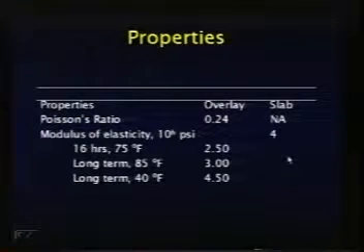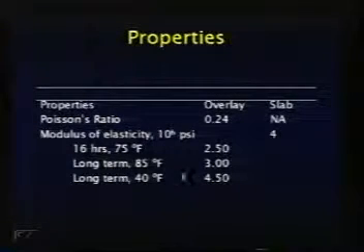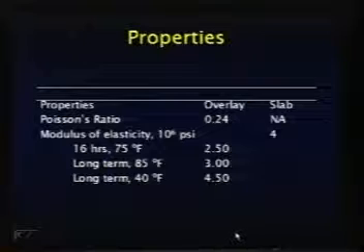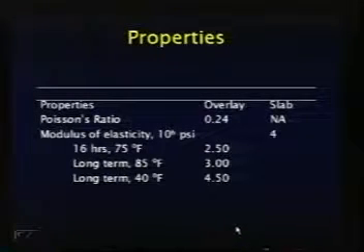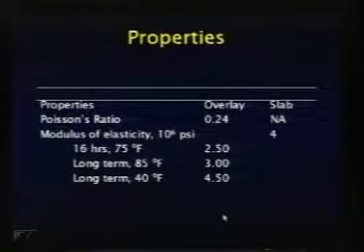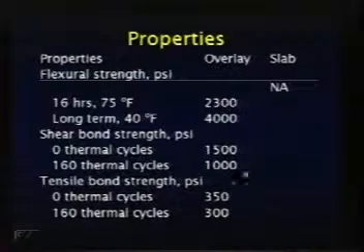I was blank. The other properties, and again, these are from some test results: Poisson's ratio about 0.24. Modulus of elasticity, again for the polymer concrete, varies with time and also with temperature. So we assumed about 2.50 million at 75 degrees after 16 hours. At 85 degrees, about 3 million, and 4.5 million at 40 degrees. Now this is a high value. These are much higher than you normally want to use. We picked some high values, but normally you'd want to use a modulus that was considerably lower than this.